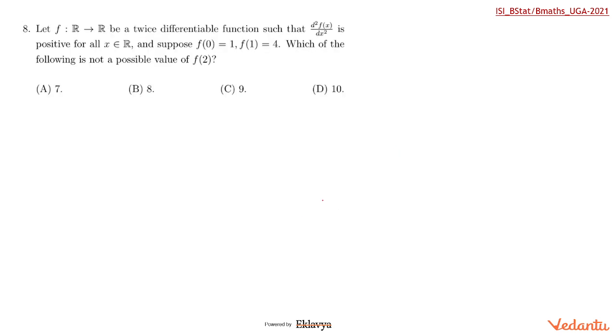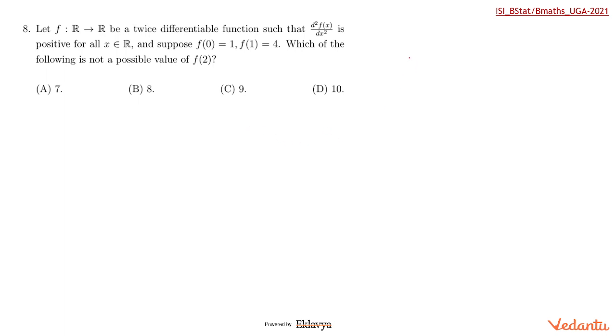Alright, coming to the next question, number 8. Let f from R to R be a twice differentiable function such that f double dash x, that is d2 fx by dx square, is positive for all x belongs to R, and suppose f0 is 1, f1 is 4. Which of the following is not a possible value of f of 2?